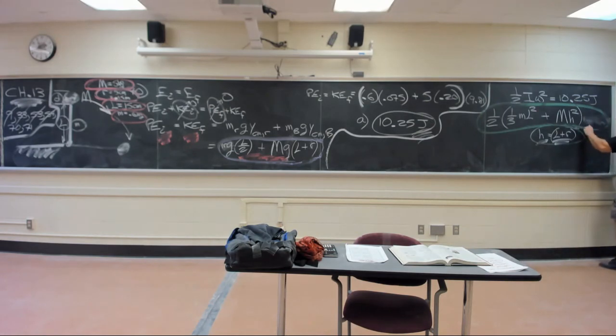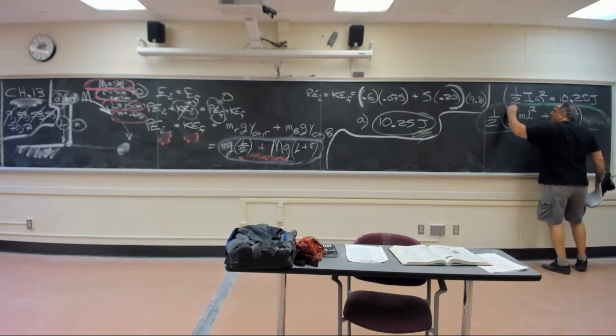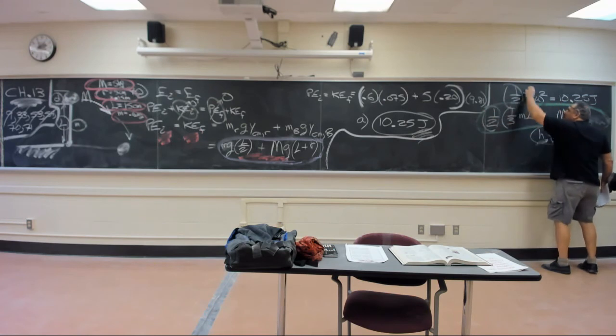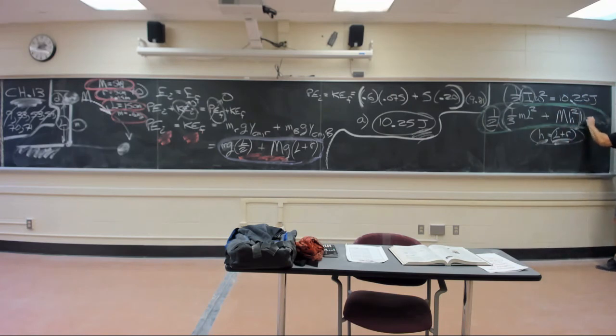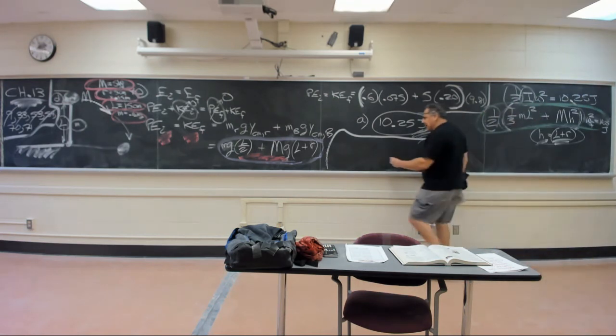It's going to be omega sub f. It's going to be one half. The I is all of this. And the omega squared, omega sub f squared, is equal to 10.25. All right, guys, that's better. Let's find what omega sub f is. I said omega in my notes. Omega sub f. It's a horse apiece, guys.